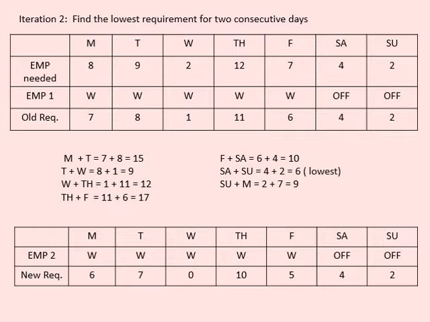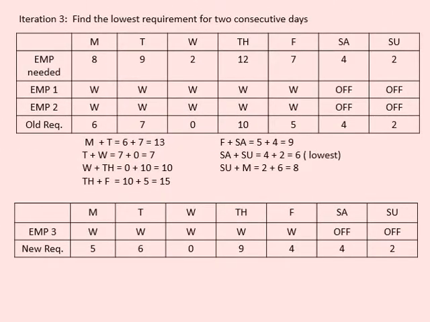As shown here, we observe that Saturday and Sunday have the lowest total requirement of workers. Hence, we assign employee 2 as off on Saturday and Sunday. Since employee 2 will be working on other days of the week, we calculate the total requirement again. We get 6 workers are needed on Monday and so on. The calculation is shown here clearly.